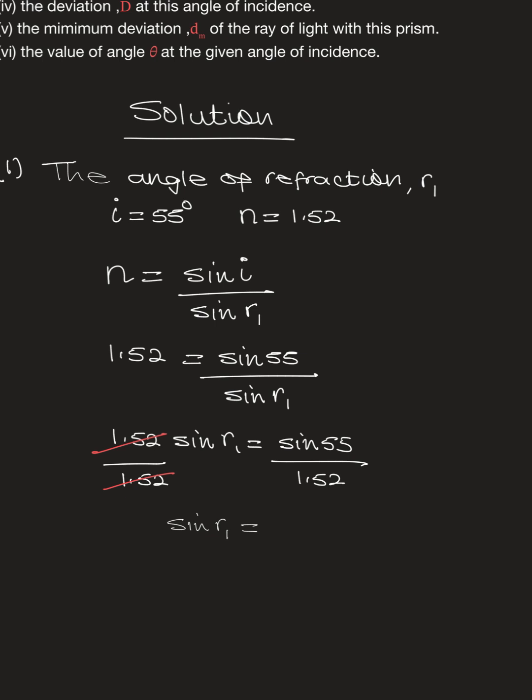We will have 0.5389. So if I want to find R1, that will be the sine inverse of 0.5389. R1 is equal to 32.6 degrees.